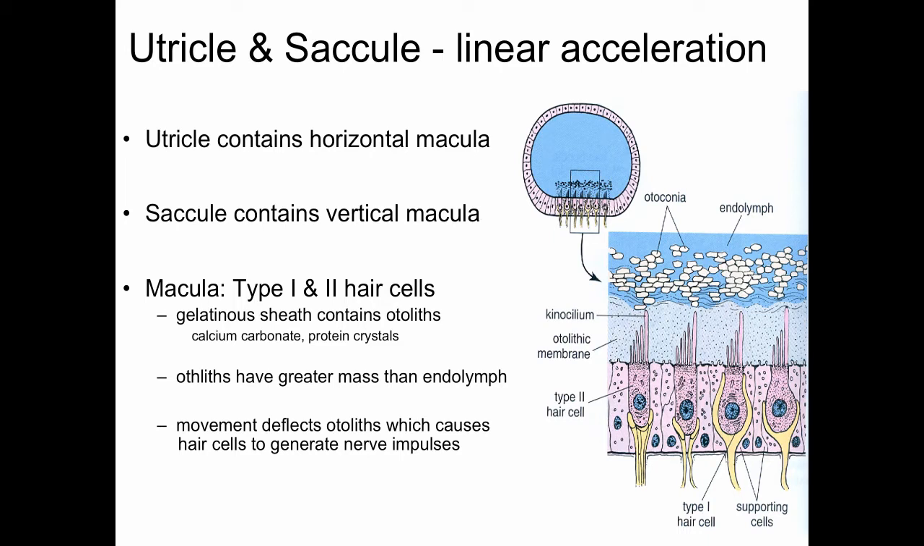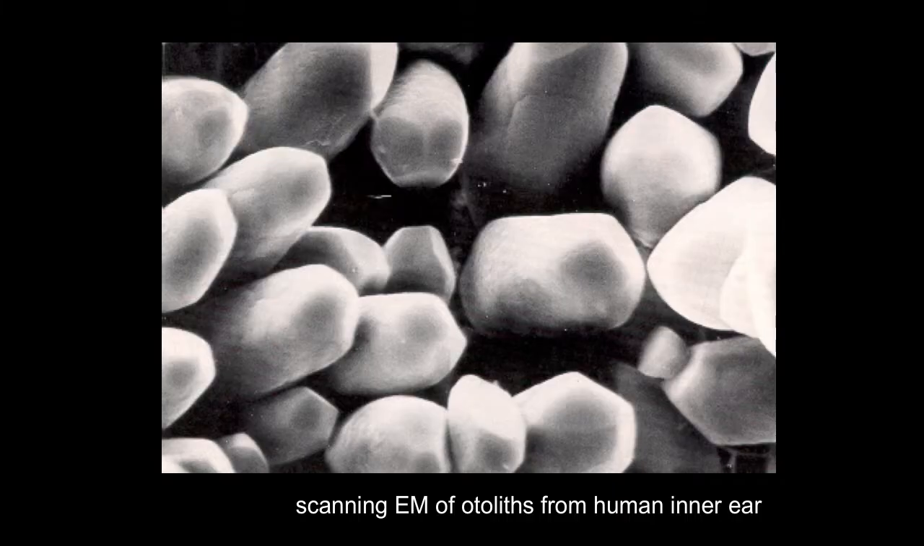So as motion is detected, this fluid moves through these structures, and the movement deflects the otoliths. That causes the hair cells to generate nerve impulses. So what we're getting is a repeated theme here. Hair cells in the crista ampullaris are embedded in the cupula. Hair cells in the macula are embedded in a gelatinous matrix over which lie otolithic crystals. And here's a scanning electron micrograph of these otolithic crystals in the inner ear from humans.